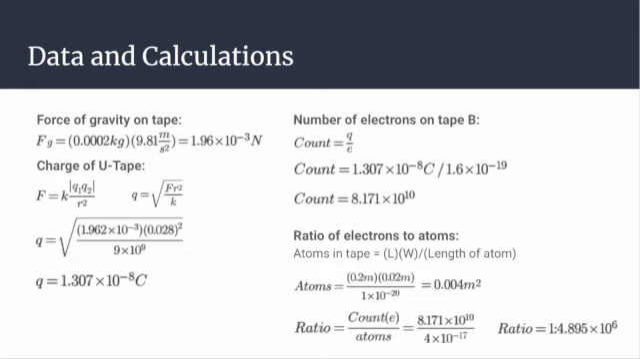The charge of the U-tape, using this knowledge, we determined that the charge on the U-tape was 1.307 times 10 to the negative 8 coulombs, and we used that in order to determine the number of electrons on tape B, which led to 8.171 times 10 to the 10th electrons. This led us to the ratio of 1 to 4.895 times 10 to the 6th atoms on this piece of tape.